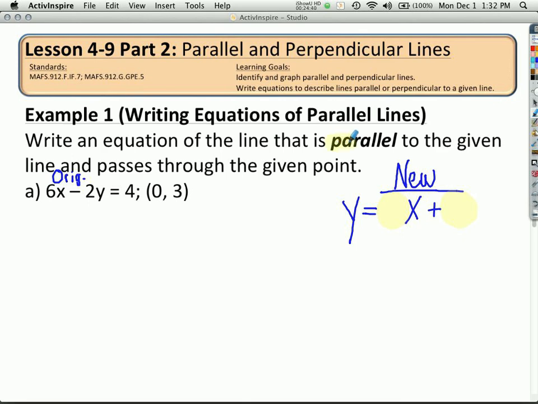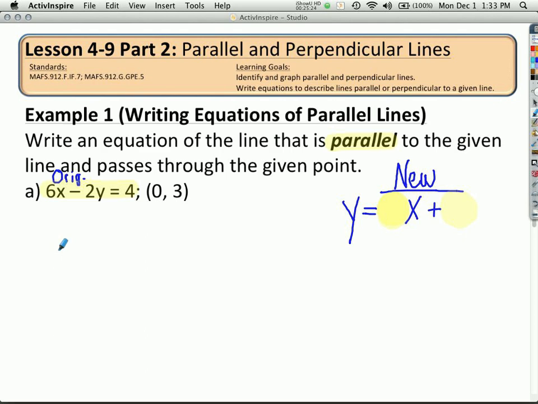When you see or hear the word parallel, what two words should automatically pop into your head because you're trained? Sean? Same slope. So our new line right here is going to be the same slope as the original line. So whatever the slope is of this, we're going to write the same slope there. So we need the slope. There's two ways that I know of to do it. We could convert this into slope-intercept form.